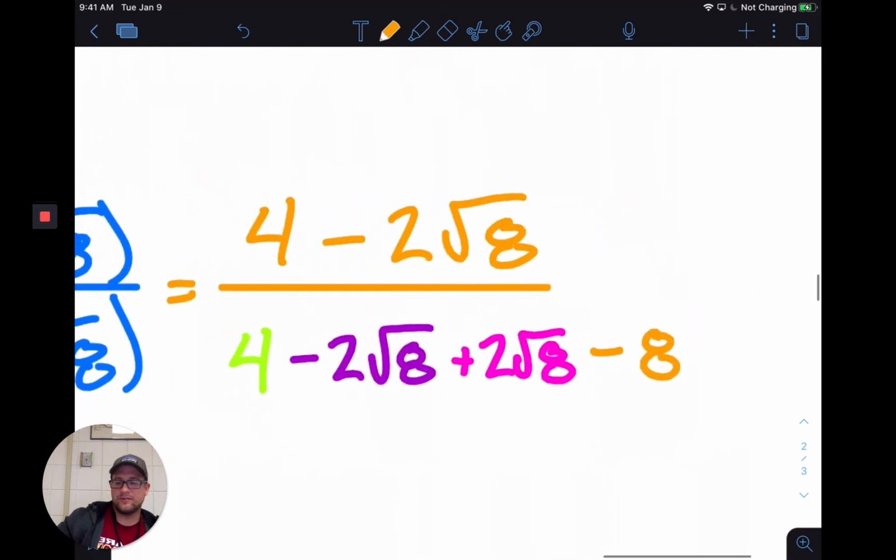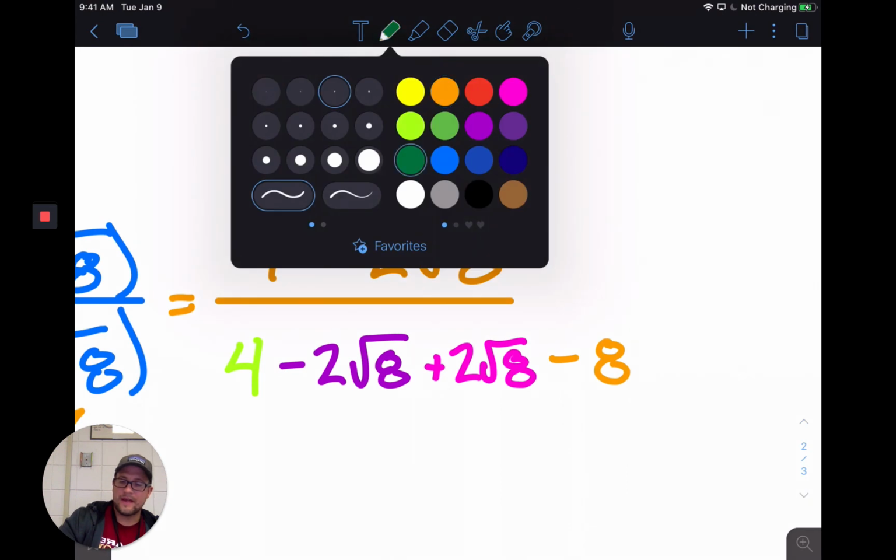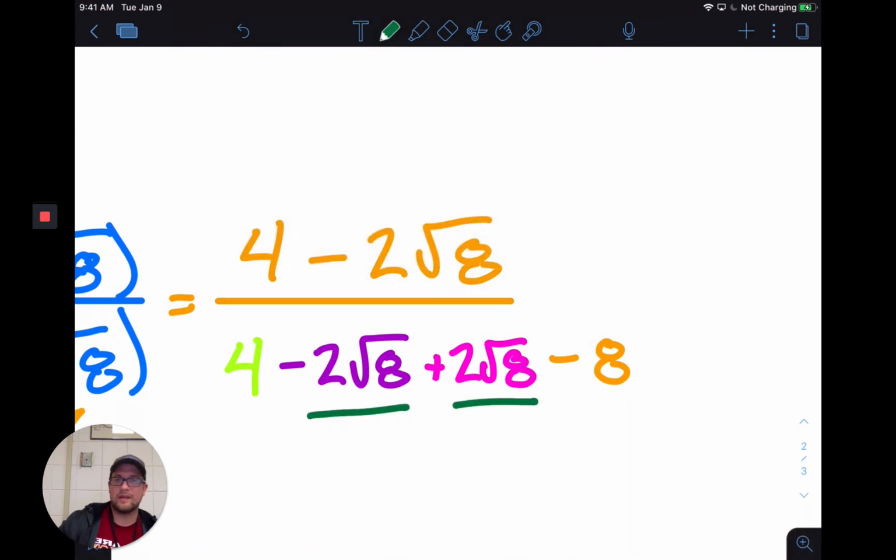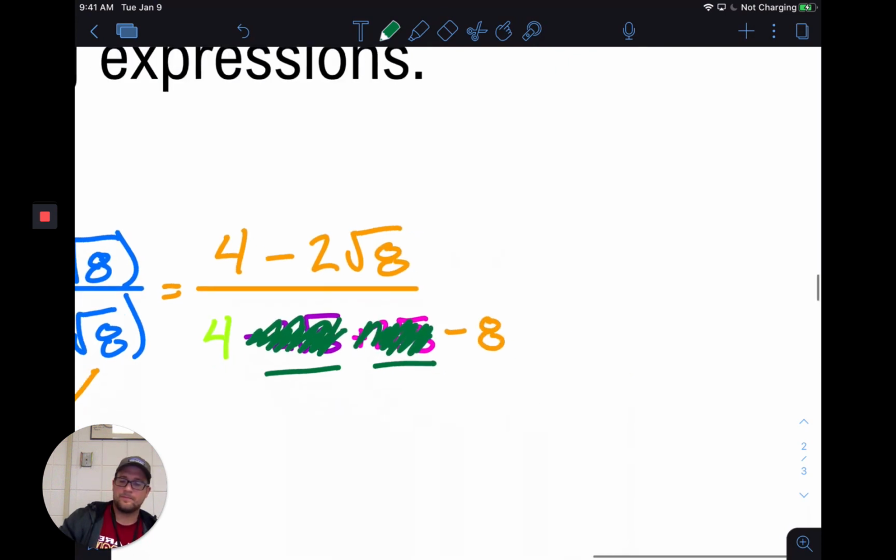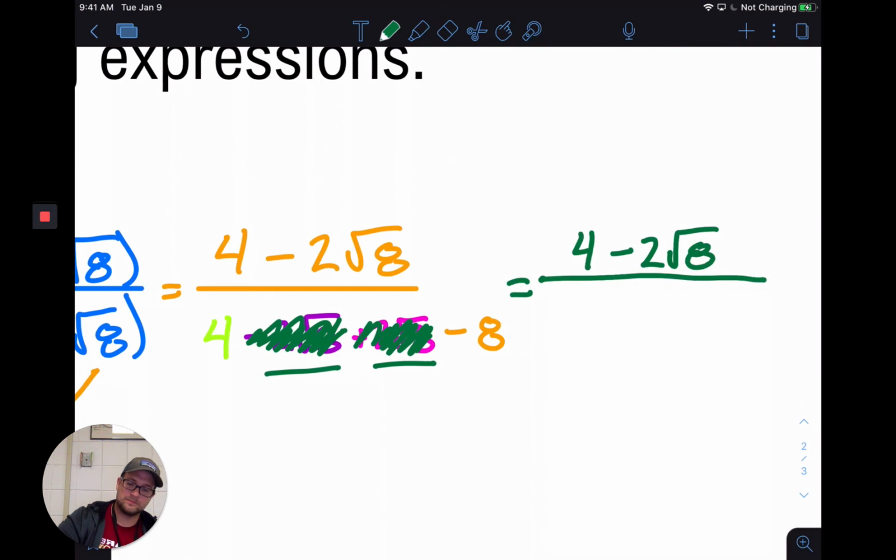Now, if you get this far and you notice that your middle two terms don't cancel each other off, right? They're not the same but opposites, then you made a mistake in your distribution. These will always cancel in this type of a problem. Which leaves us with 4 minus 2 square roots of 8. And on the bottom, we have 4 subtract 8, which would be a minus 4.